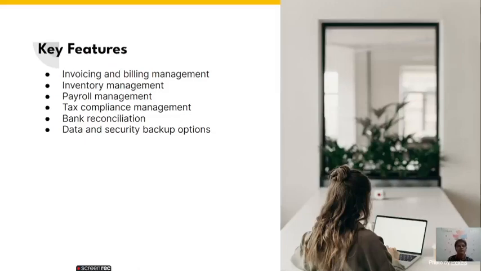What are the key features of TALLYPRIME? Key features of TALLYPRIME are invoicing and billing management. We can easily do invoicing through TALLYPRIME, which is very easy to use, like sale invoice, purchase invoice, rejection in, rejection out, sales order process, purchase order process. All this we can do by TALLYPRIME only.